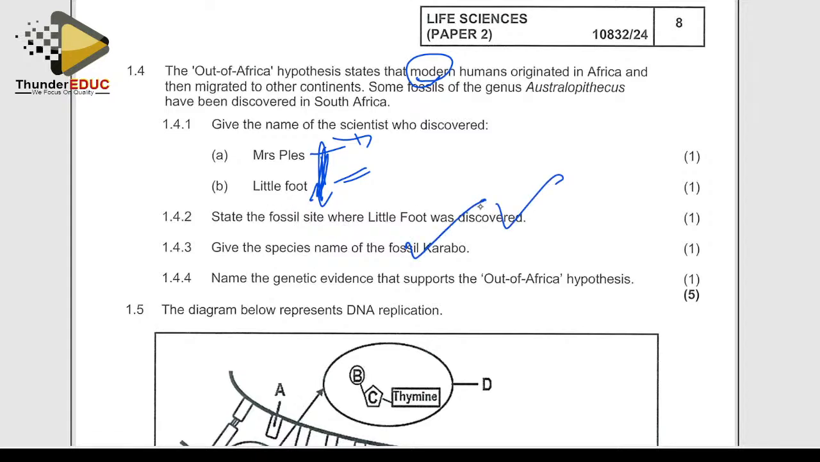Name the genetic evidence that supports out of Africa. I told you that there are three evidences. Number one, fossil evidence. Number two, genetic evidence. Number three, cultural evidence. And I say that when they give you cultural evidence, you say examples are tools. When they give you genetic evidence, then you say the example is mitochondrial DNA. We don't use Y chromosome anymore. You understand? So if you wrote Y chromosome, 0. So genetic evidence, which is mitochondrial DNA. When they ask you fossils, obviously you know the fossils, so you give the example of the fossils.